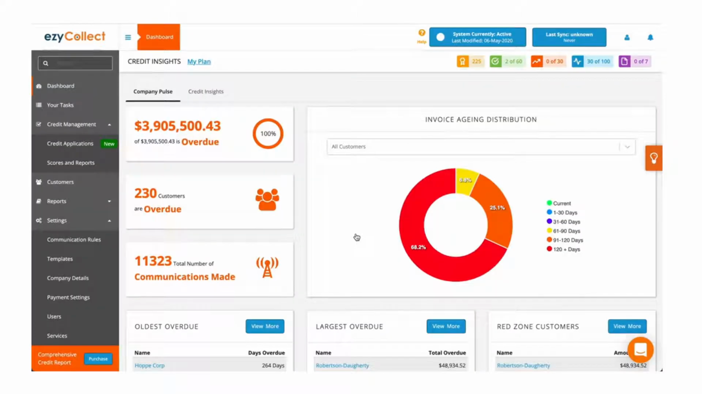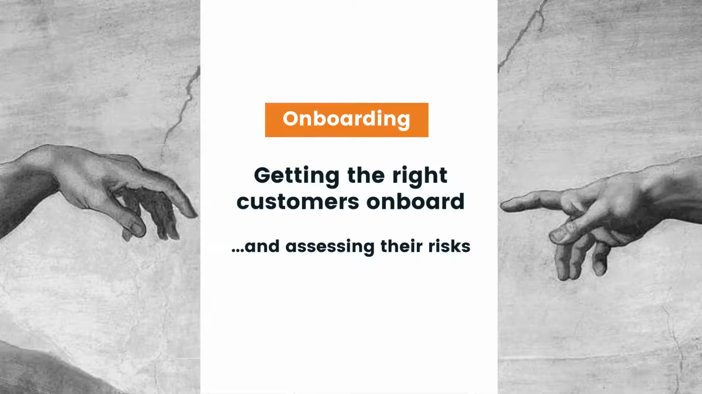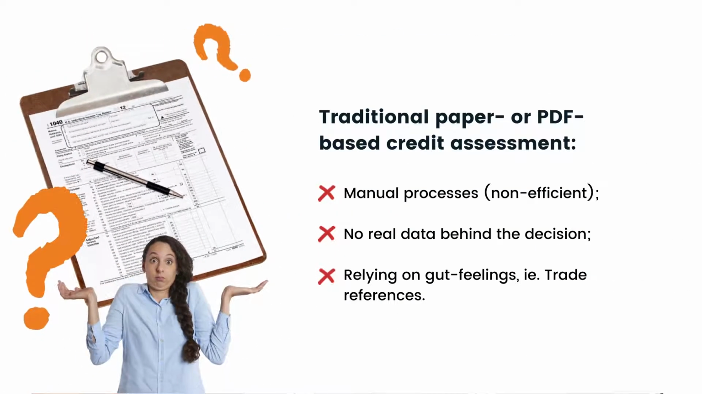And what you have here is fundamentally a view of your AR. Now, let's start with the very first module, onboarding, getting the right customers on board and assessing their risk. A lot of businesses don't have a way to do that really efficiently at the moment.